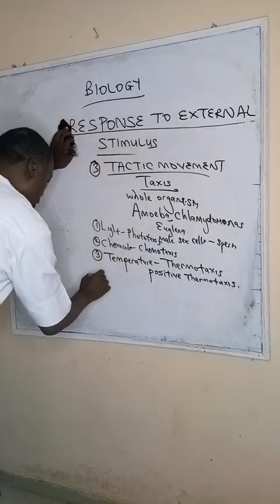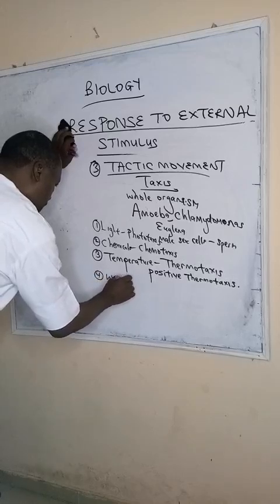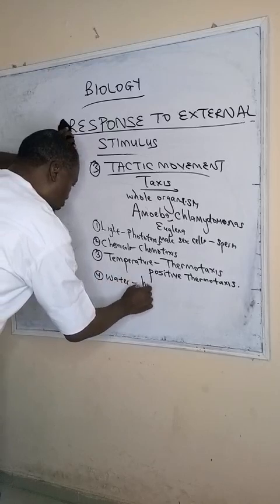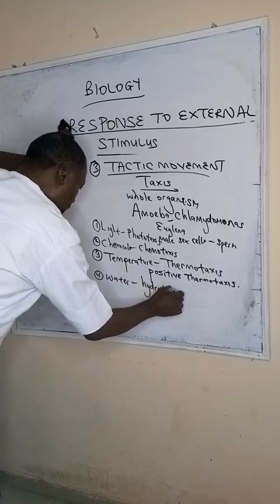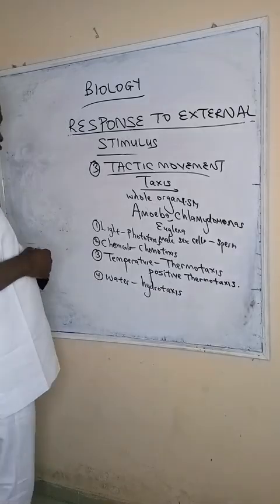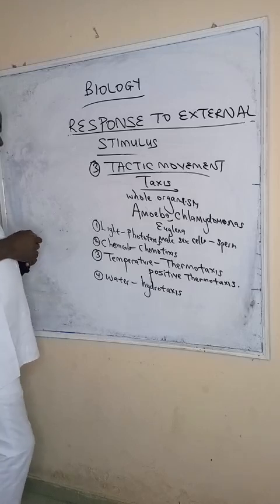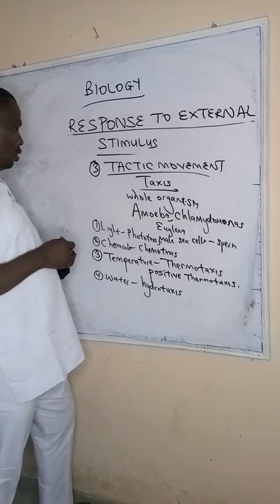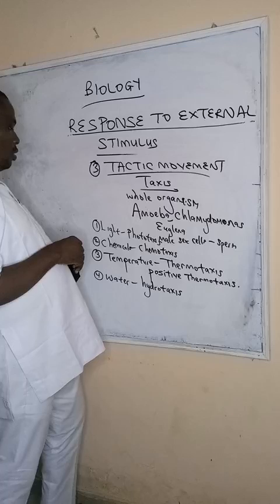You can have number 4. You can have water. Hydrotaxis. So movement towards areas of abundant water. So we have light, phototaxis, we have chemicals, chemotaxis, we have temperature, thermotaxis, we have water, hydrotaxis.